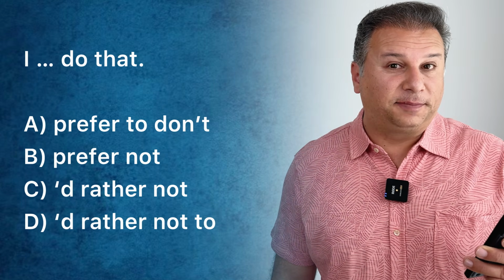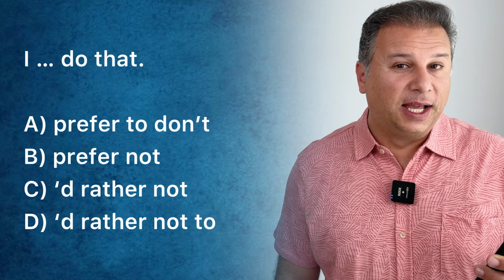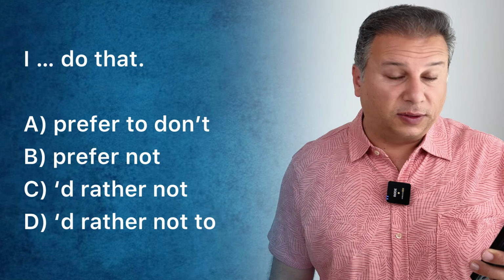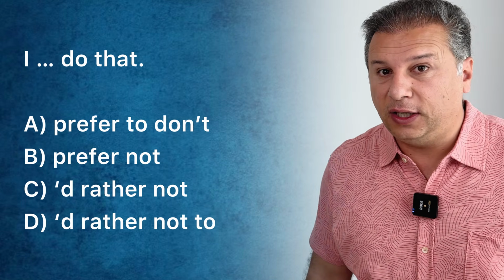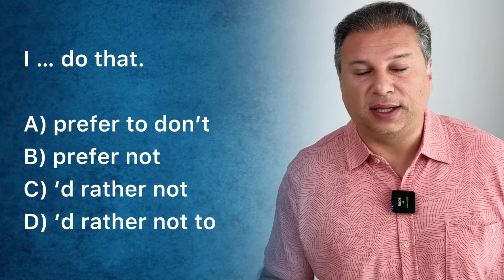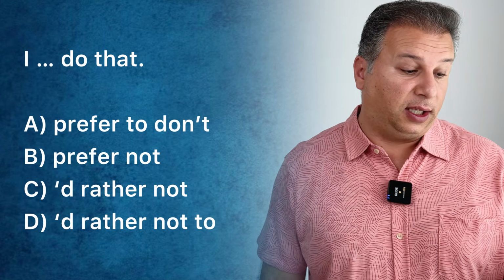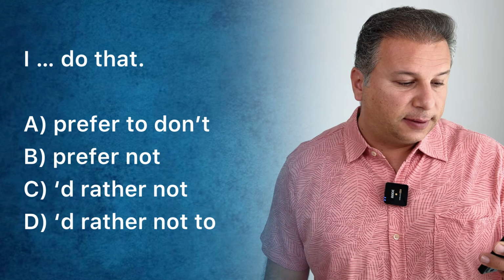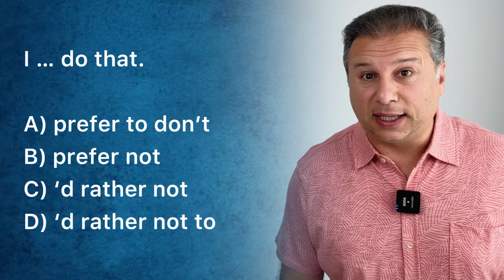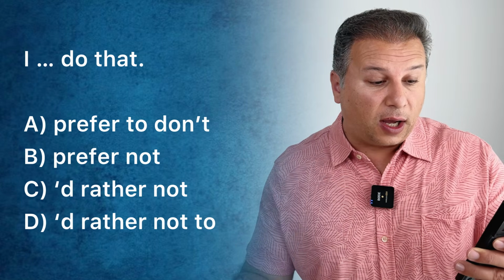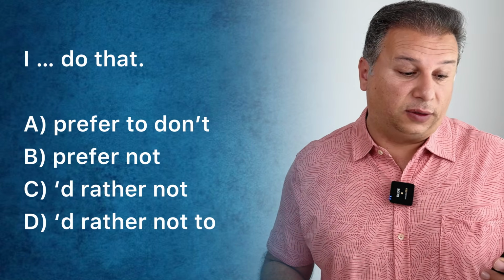I do that. So let's check them one by one. A, I prefer to don't. In the first part of the video, I told you to don't is wrong. We never say to don't in English. So A is not correct. B, I prefer not do that. Again, it's not correct because after prefer we use to. So I prefer not to do that.